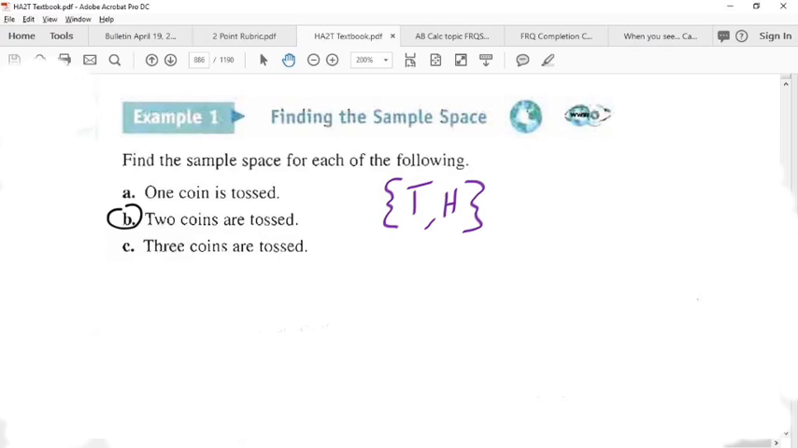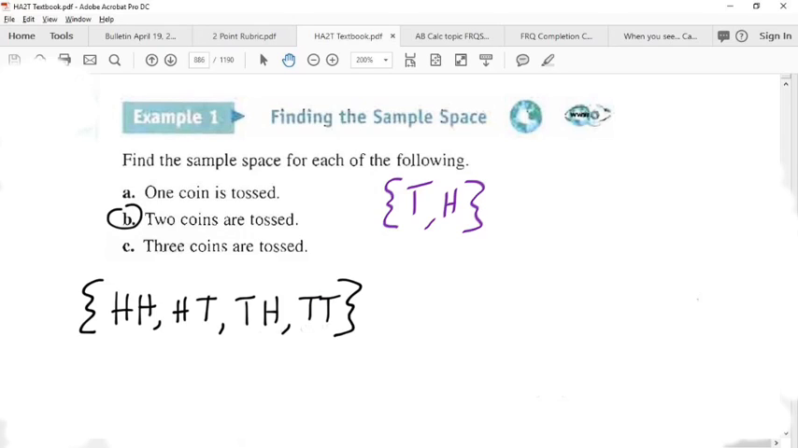What about B? What if two coins were tossed? Let's come up with our sample space. What can we get? There's two coins tossed. We can get a heads and then a heads. We can get a heads then a tails. Or we can get a tails then a heads. And what's the other one? Tails. So how many outcomes do we have for this sample? There's 4 outcomes.